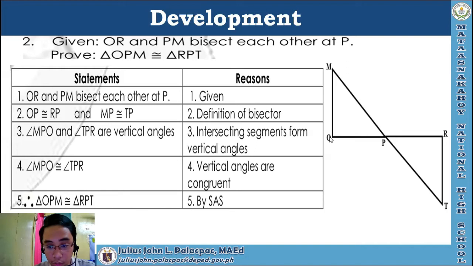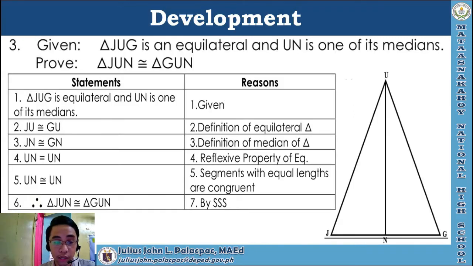So kung mapapansin nyo, meron tayong OP, angle OPM, and then line segment PM. Ganon din sa kabila. Kaya we conclude that triangle OPM and triangle RPT is congruent by side angle side congruence postulate.